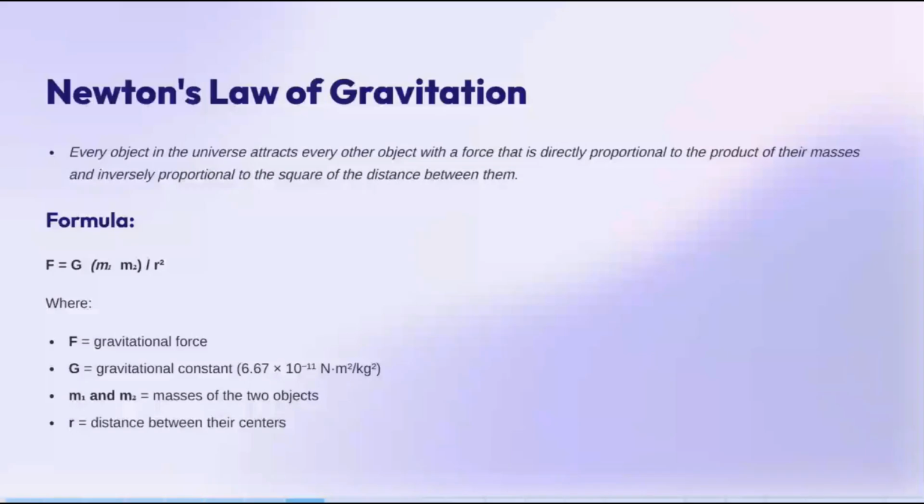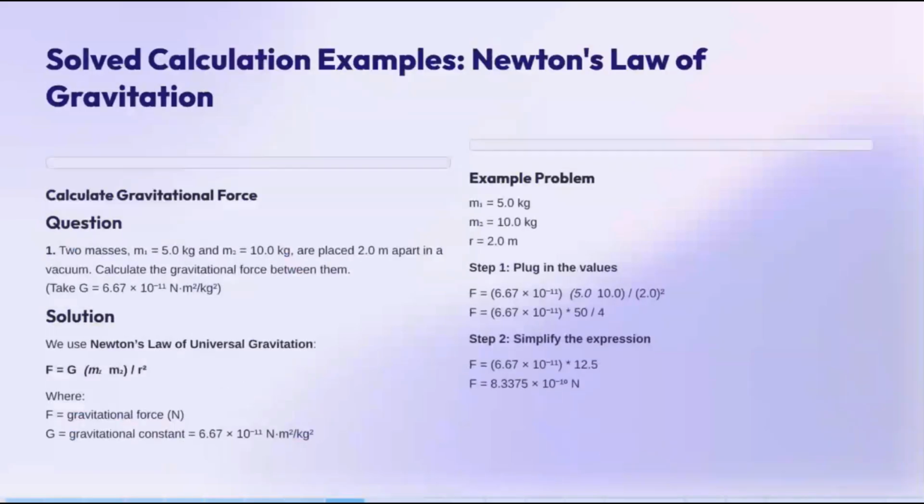So now let's go on to calculations. Let's see some examples of how questions come out under this topic. We have a question that says two masses, M1 being 5 kilograms and M2 being 10 kilograms, are placed 2 meters apart in a vacuum.